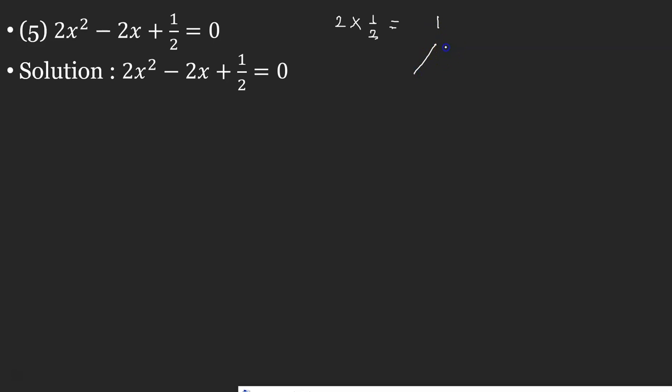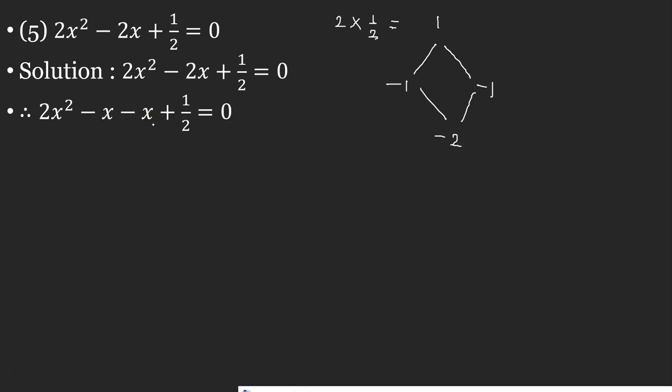Now see this here. What are the two numbers whose sum is minus 2? What is the middle term? It is minus 2. Whose sum is minus 2 and product is 1. Means what? Very simple factors, which are minus 1 and minus 1. These are the two numbers whose product is plus 1 and whose sum is minus 2. And therefore here we'll write it this way: 2x square minus x and minus x plus 1 upon 2.